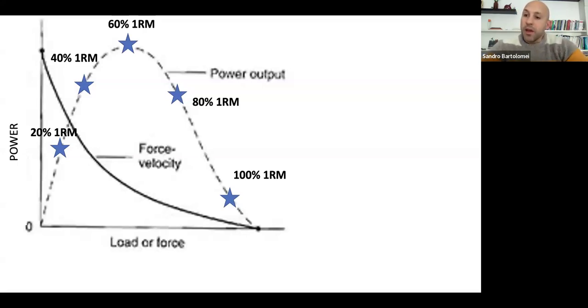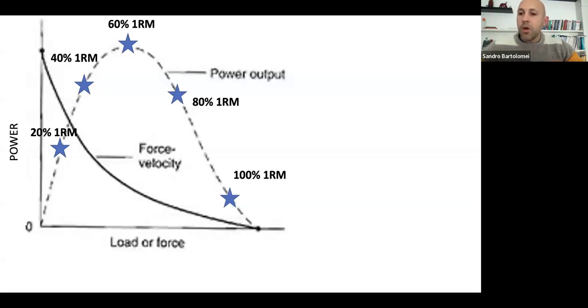And sometimes we may also decide to use a heavier load compared to the load corresponding to the peak of power, in order to stimulate the power produced at heavier loads, depending on the sport played by the individual. For example, if we are working with a baseball thrower, we need to work in the left portion of the curve. If we are working, on the contrary, with powerlifters, we need to work in the right portion of the force power curve.